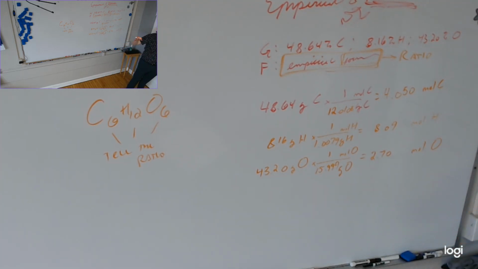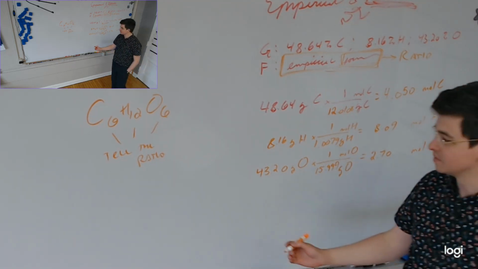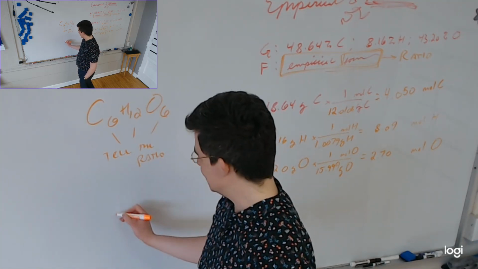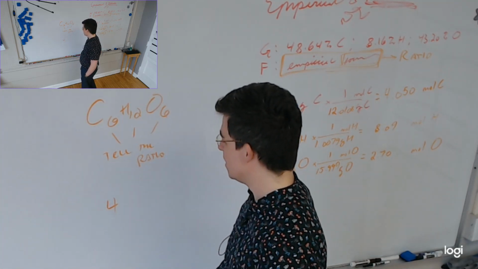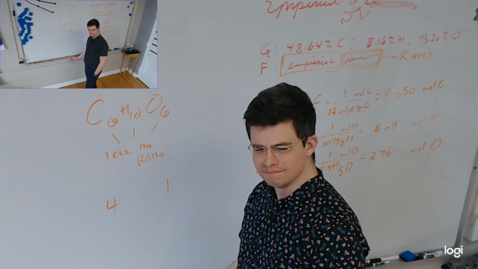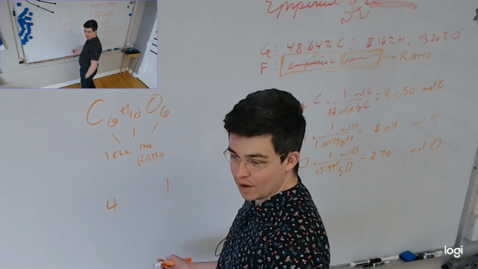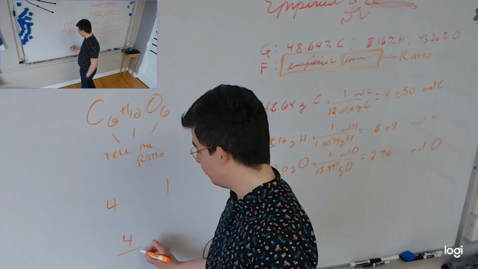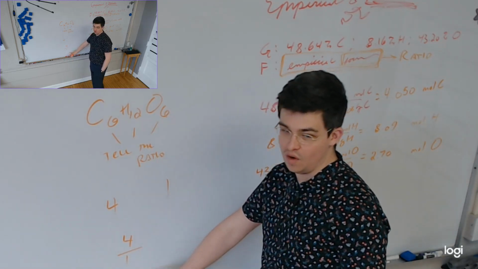But if I want to find the ratio of females to males in this room, how many females are there? 4. There are 4 females in this room. How many males are there in this room? 1. So I want to find the ratio of females to males. I would do 4 divided by 1, right? 4 to 1 is the ratio.